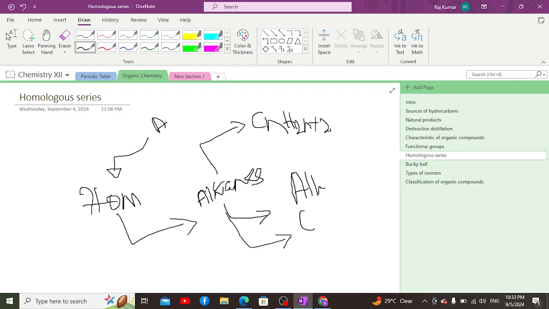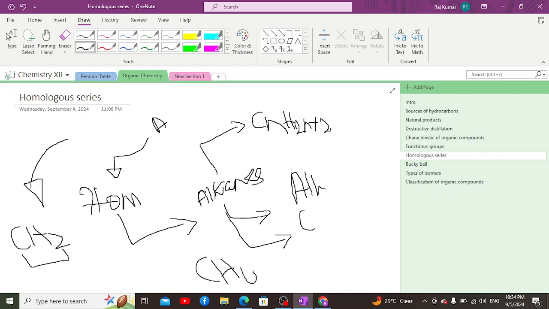Now, in a homologous series, the physical properties of the organic compound are changed by the addition or removal of a methylene group. By the addition or removal of the methylene group, there is an increase or decrease in the physical property of the organic compound. Now let's suppose we have methane. Methane is an alkane, right?